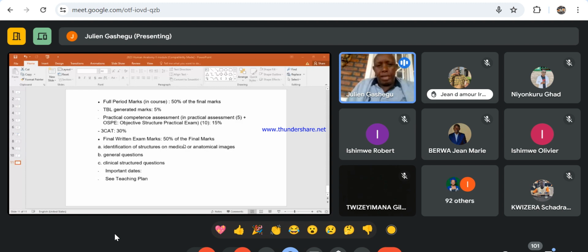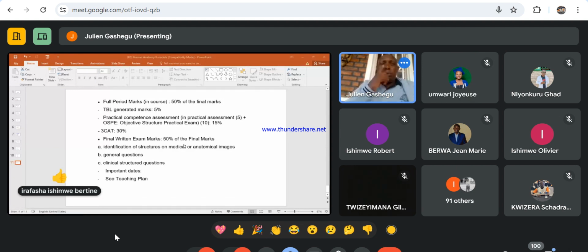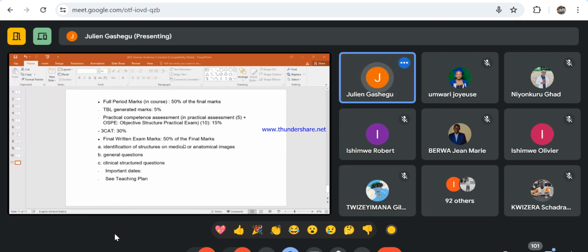Then we have the 3 cuts on thorax, on abdomen, and pelvis and perineum. And then you have the final exam. For every test, the written test at least, we have a question on structure identification, either on anatomy image or medical image. We have general knowledge questions, and then we have a clinical structured question. The details will be communicated to you by the module leader.